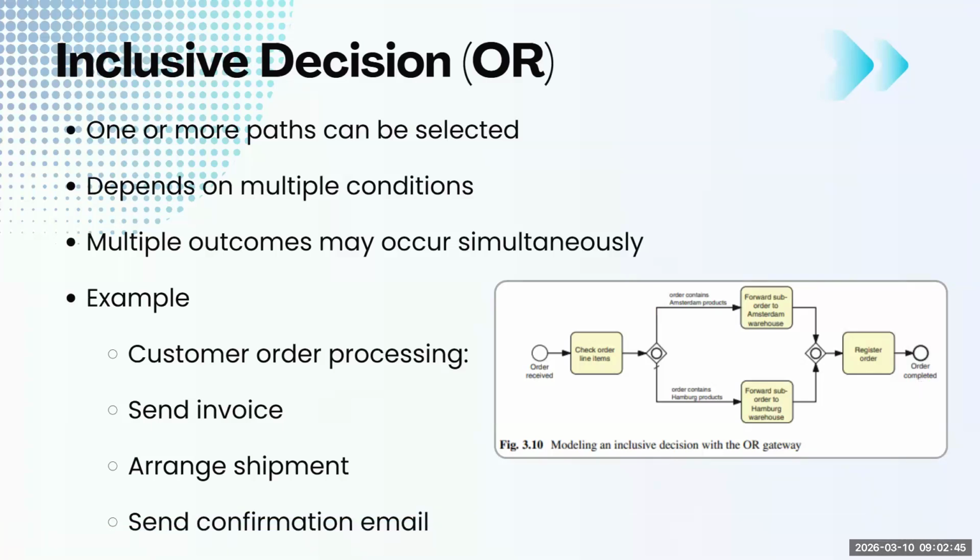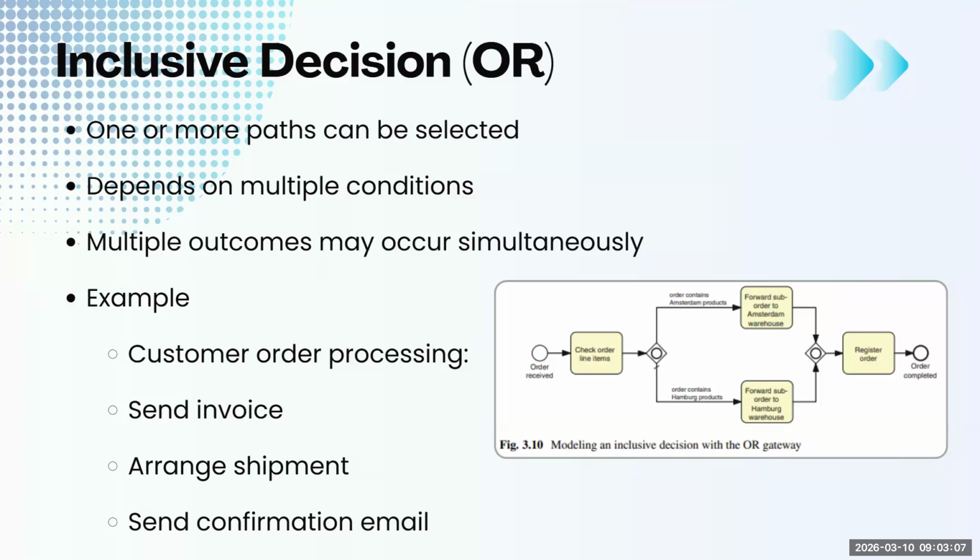Third is inclusive decision. It is the third type of gateway, and it is also called the OR gateway. Unlike XOR, where only one path is chosen, the OR gateway allows one or more paths to be selected simultaneously.